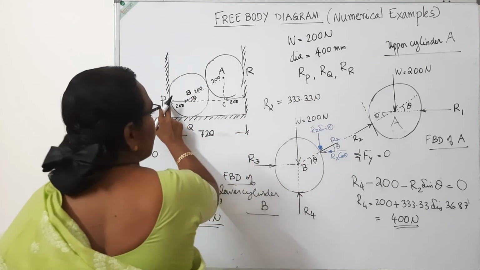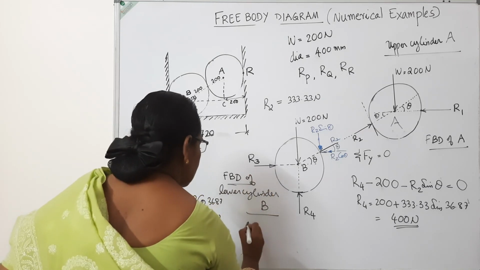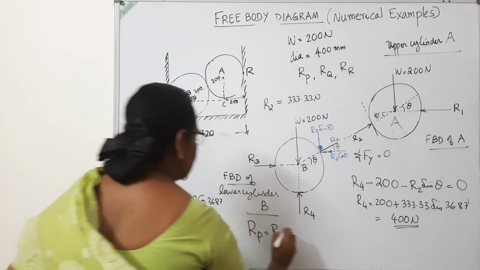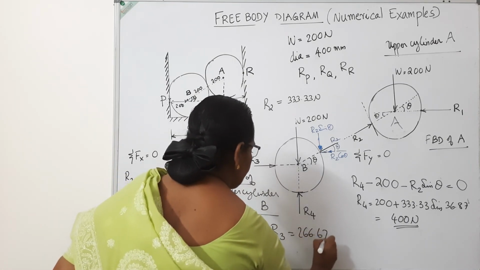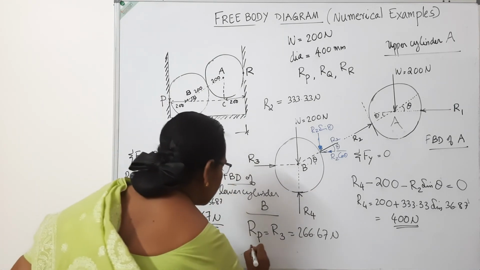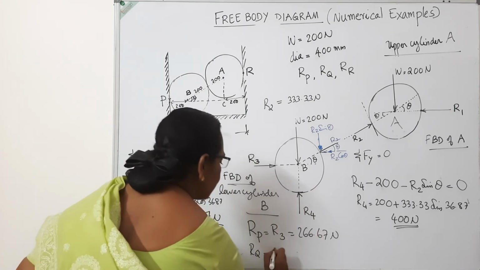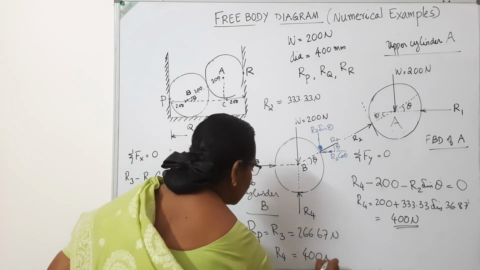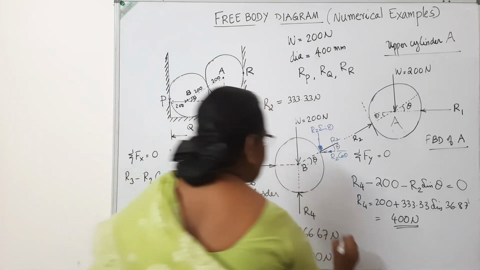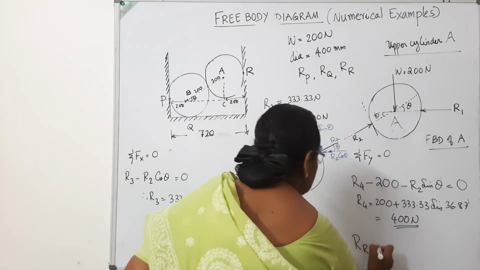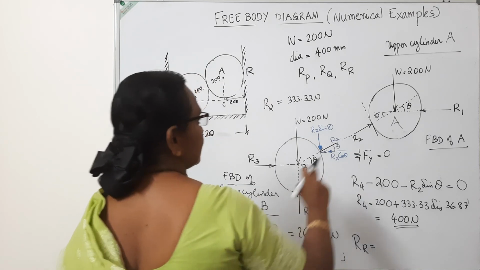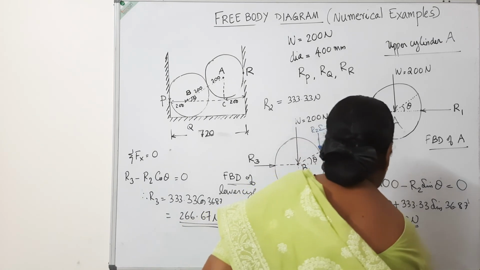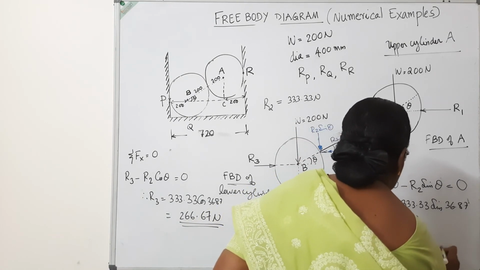Rp, what is Rp? Rp we have marked as R3. So reaction at point P is nothing but R3. R3 is 266.67. RQ is nothing but R4. R4 is equal to 400. And RR, reaction at contact surface at the point R, is nothing but our R1, and R1 is 266.67 Newton.